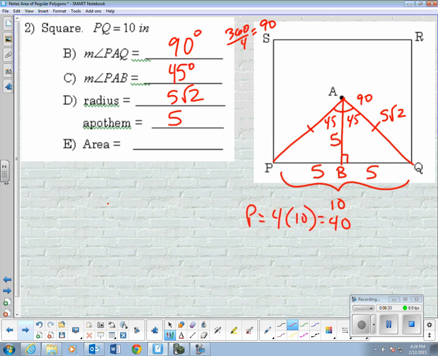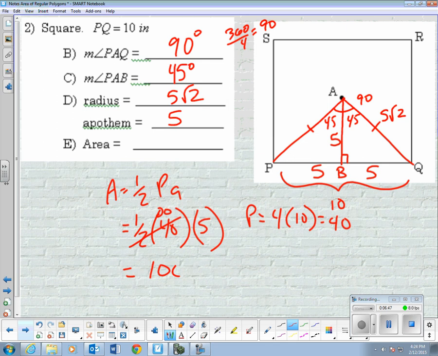Our area is 1/2 perimeter times apothem, so that's 1/2 times 40 times my apothem, which is 5. And so that's 20 times 5, which is 100. And by the way, we knew this was 100, remember, because the area of a square is side squared, which is 10 squared, which is 100. So even if we change the formula, we still get the same area. You'll need to know that a 45, 45, 90 triangle, though, is inside that square. And we don't talk about the radius when we normally talk about squares, so remember that.